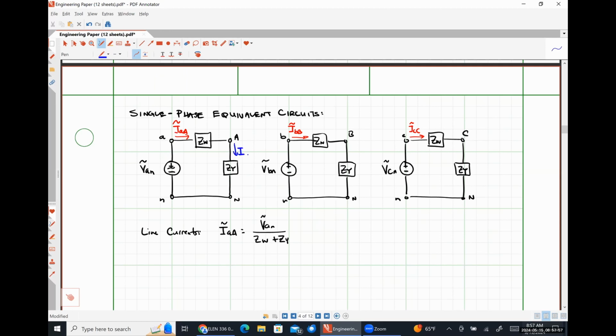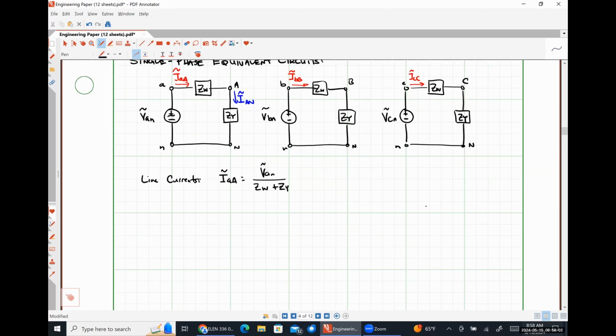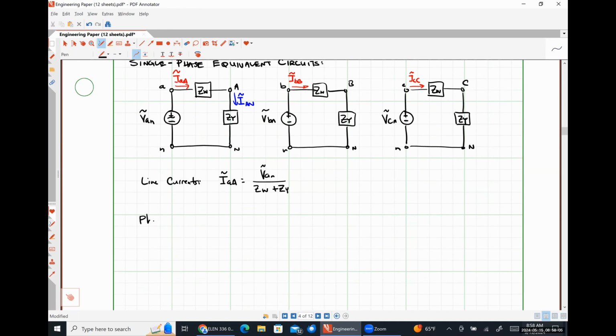What about our phase current I capital A capital N? Same thing. What about the phase current through our source? Negative IAA.